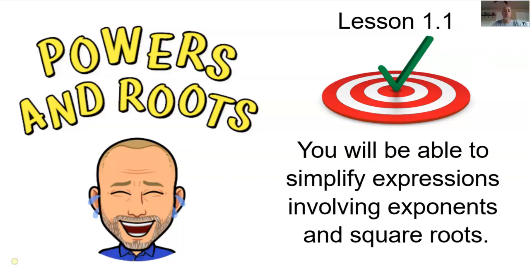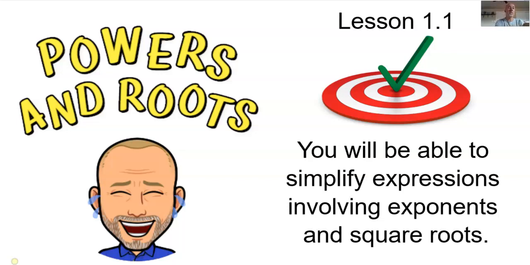Alright, welcome to the first Algebra 1 lesson. This is lesson 1.1. Today we're going to look at powers and roots. You can see on your screen that the learning target is that you will be able to simplify expressions that involve exponents and square roots. So for most of you, this is review, so I'm going to treat it that way.